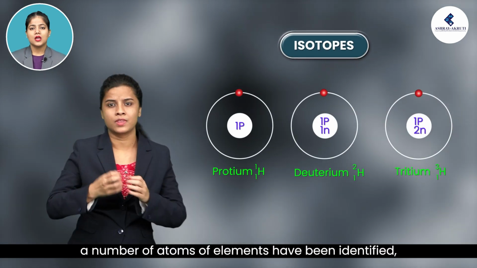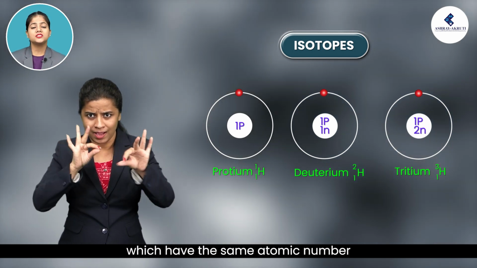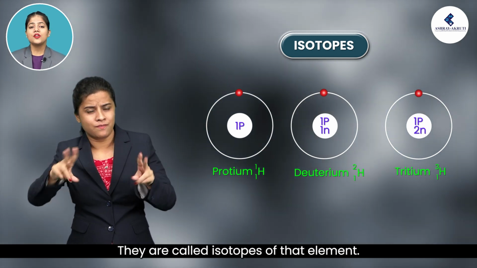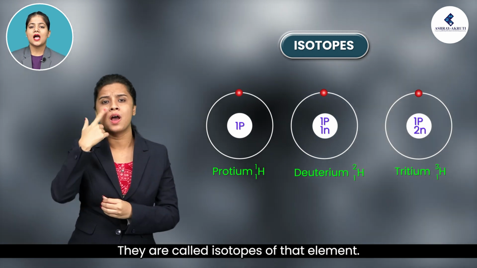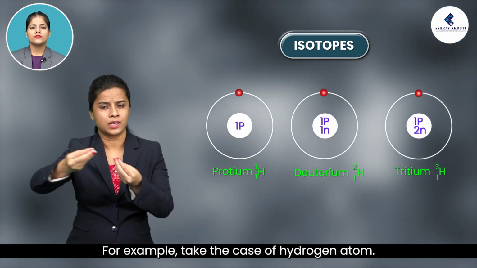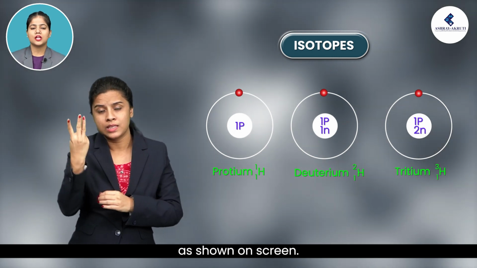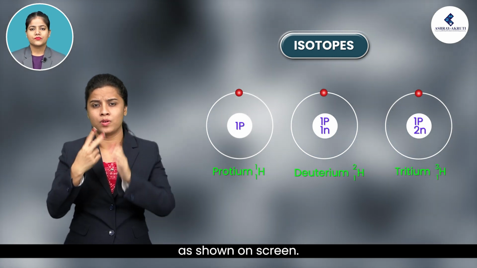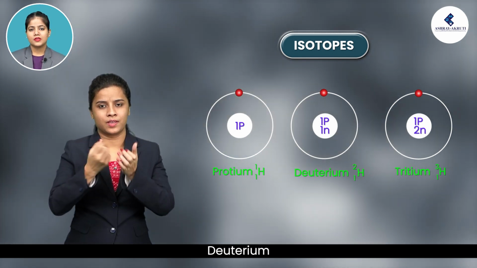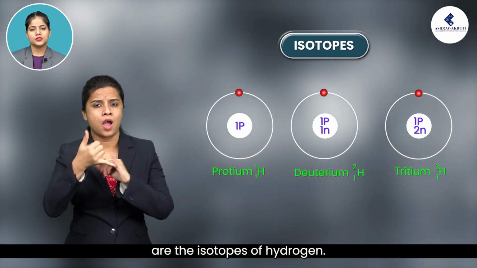In nature, a number of atoms of elements have been identified which have the same atomic number but different mass numbers. They are called isotopes of that element. For example, take the case of hydrogen atom. It has 3 atomic species as shown on screen: protium, deuterium, and tritium are the isotopes of hydrogen.